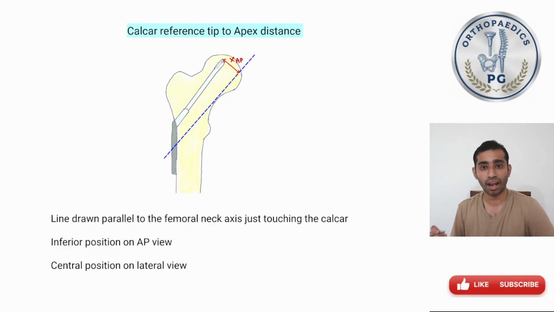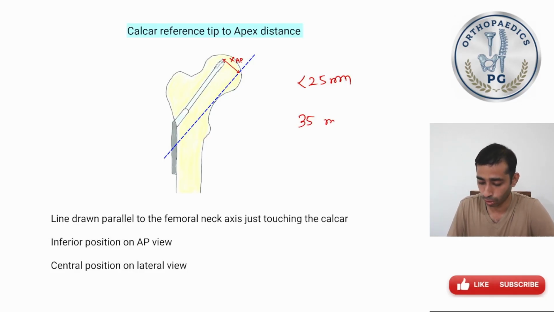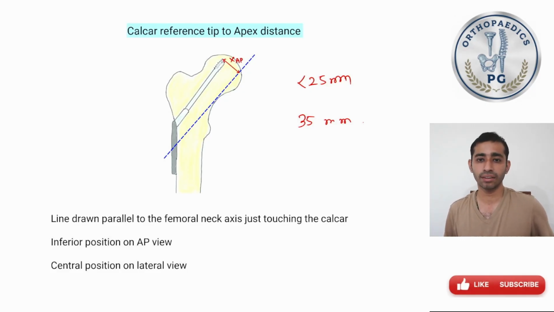The normal Calcar referenced tip to apex distance is again less than 25 mm. However, some studies say that up to 35 mm is also acceptable. So friends, in this video, we discussed the tip to apex distance and the Calcar referenced tip to apex distance.